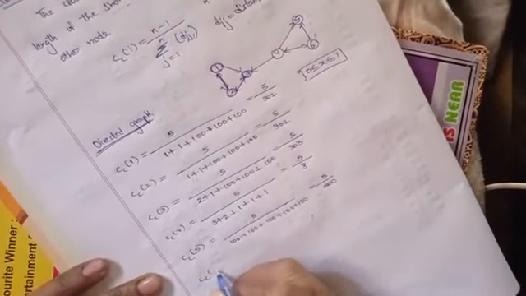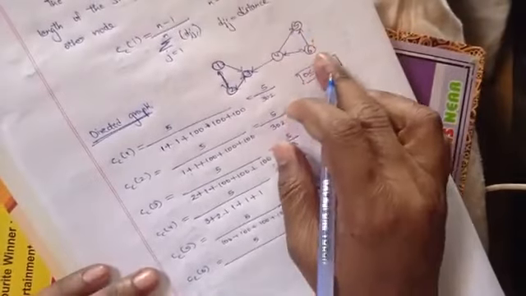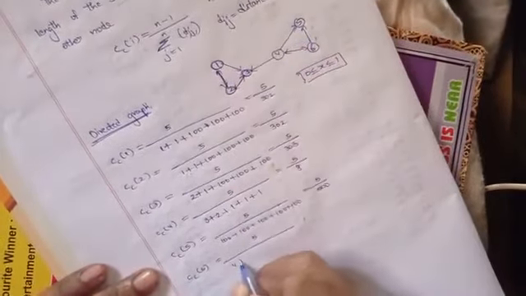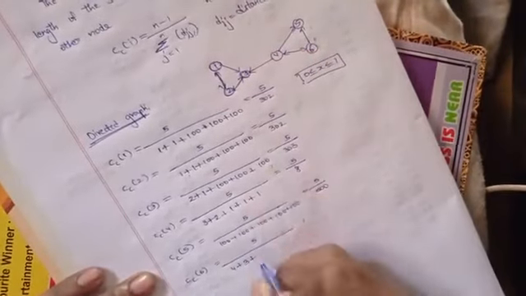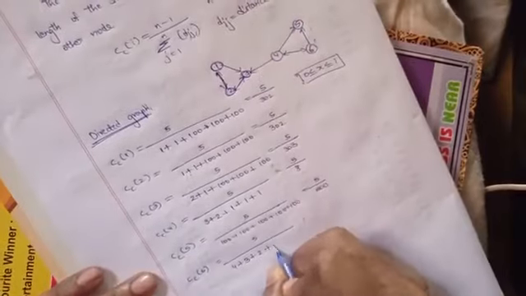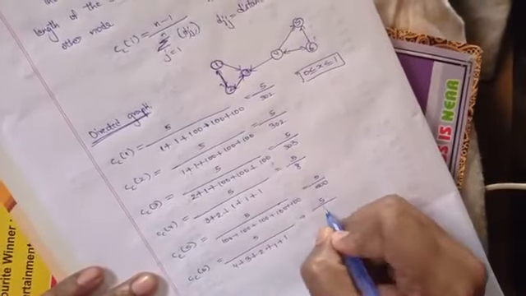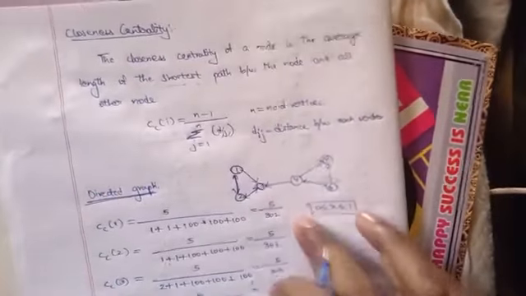Next let's calculate CC of 6. CC of 6 is nothing but 5 by, from 6 the number of paths to reach 1, 2, 3, 4. 4 plus, for 2, 1, 2, 3, 3 plus, for 3, 1, 2, 2 plus, for 4, 1, for 5, 1. It is 5 by 4, 7, 8, 9, 10, 11. So 5 by 11. So this is the actual calculation for a closeness centrality. The actual process to find the closeness centrality for a directed graph.